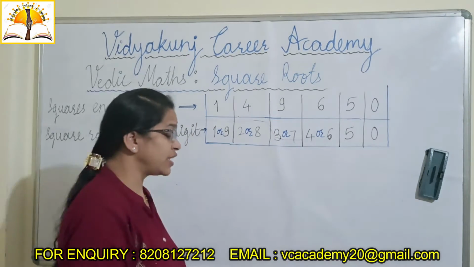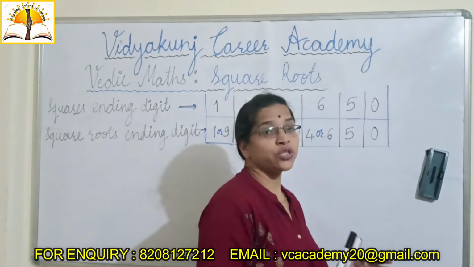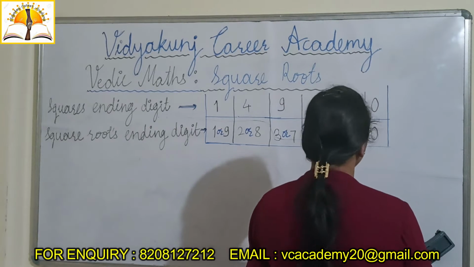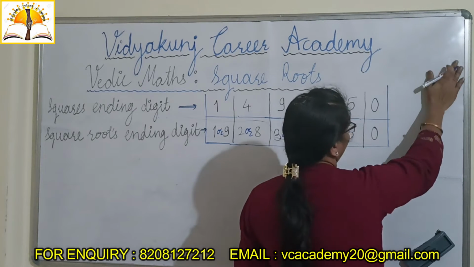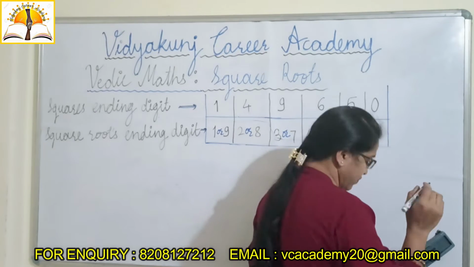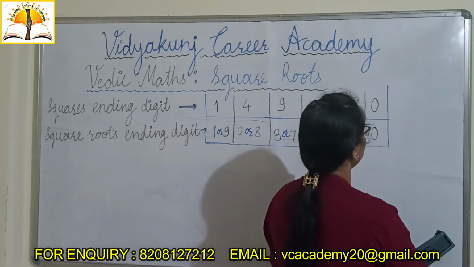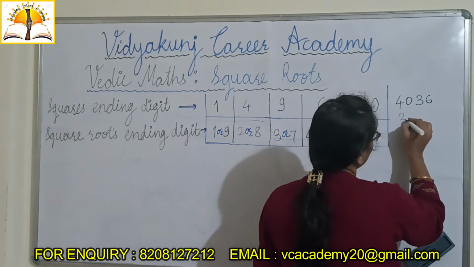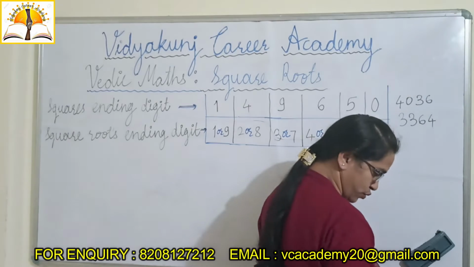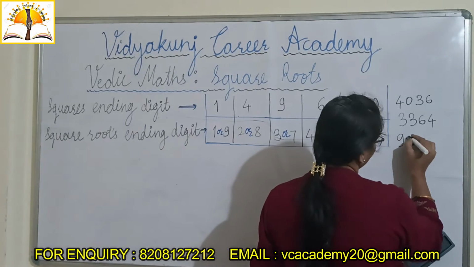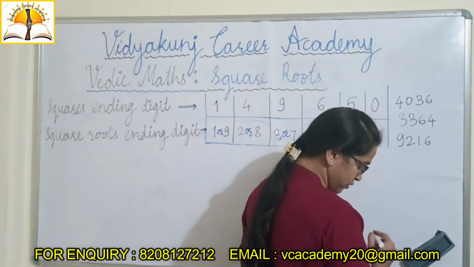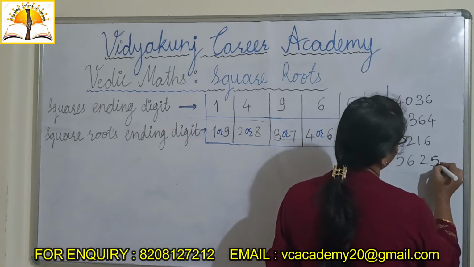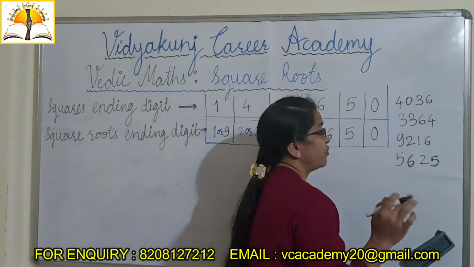Then I will take some square numbers, and we have to find the digits of their square roots. I will note down the questions. First one, 64, then 9216, then 561. I have taken these 5 numbers. Of these 5 numbers, we have to find the square root.